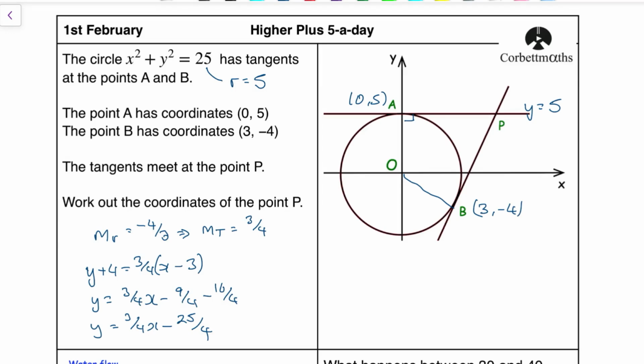And then I need to know where that line meets the line y equals 5. In other words, where does 3 quarters x minus 25 over 4 equal 5? I'm going to multiply everything by 4, just makes it a bit neater. So 3x minus 25 is equal to 20. Add 25 to both sides is 45. Divide by 3 means that x is equal to 15. I already know the y value as said, so that's going to give me 15, 5. First question done. Difficult, but quite fun question, that one. Nice one. Next question.